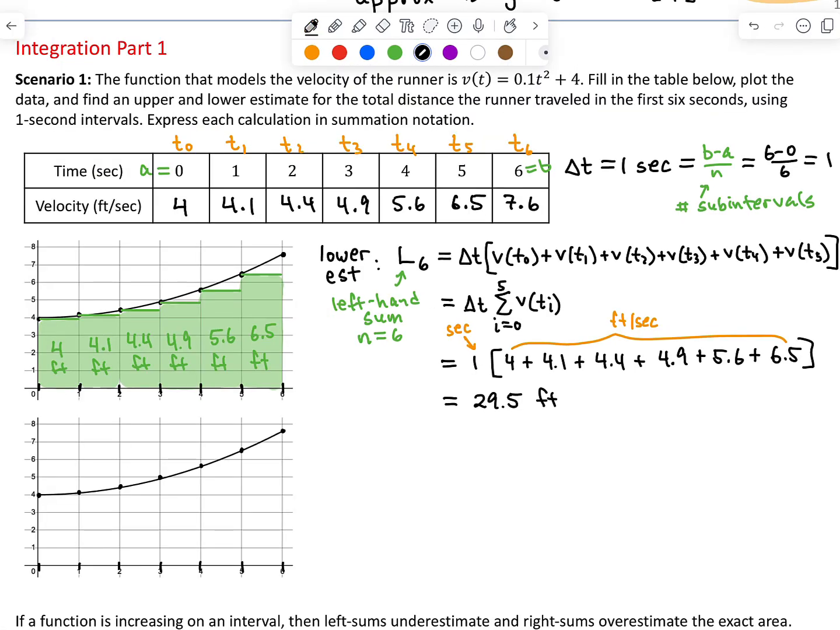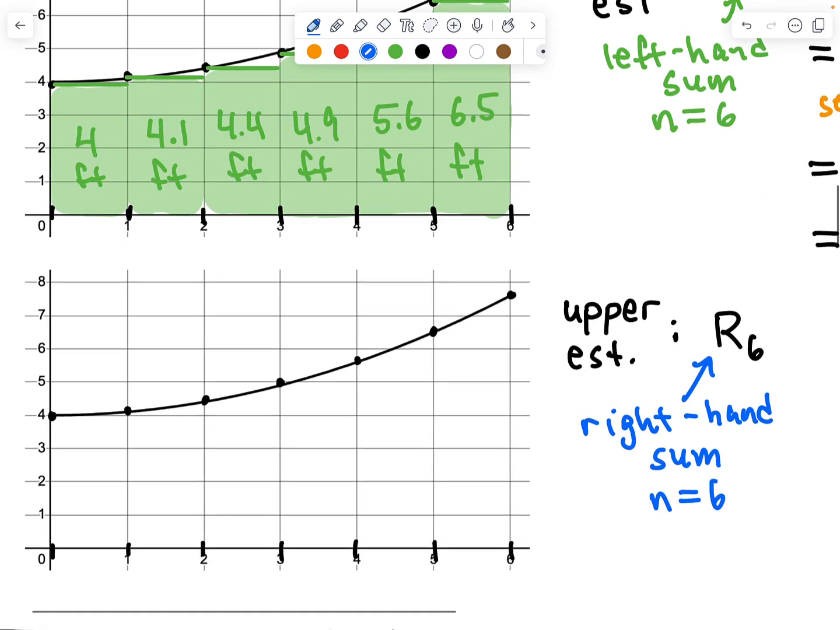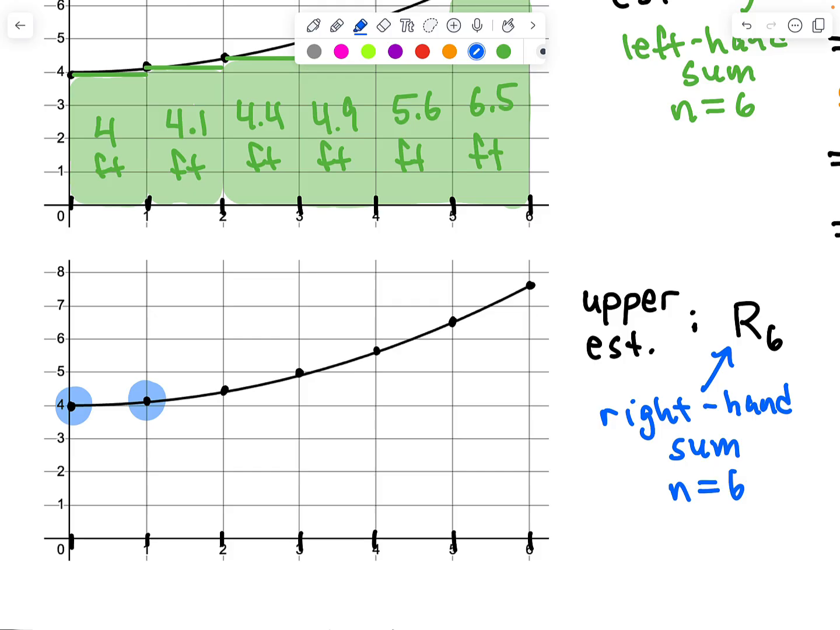And now we do an upper estimate. For each subinterval, it's the right side of the interval that is the higher velocity. So I will use what's called a right-hand sum, where we're using 6 regular subintervals. So for the two options in this first subinterval, we assume the right side is the constant speed, which is the greater one in this case. Right side is not always greater, depends on whether the velocity function is increasing or decreasing. But for this first subinterval, we're going to assume the 4.1 is the constant speed.